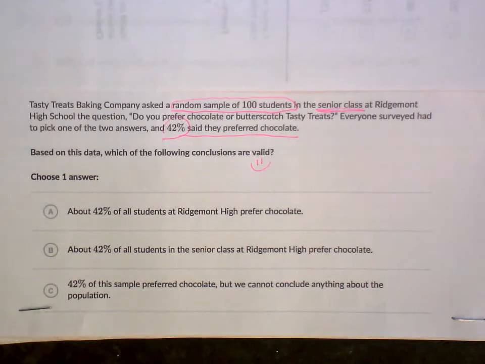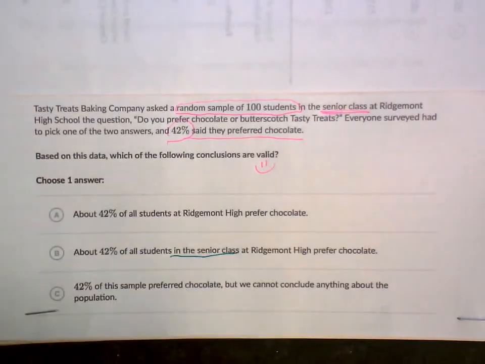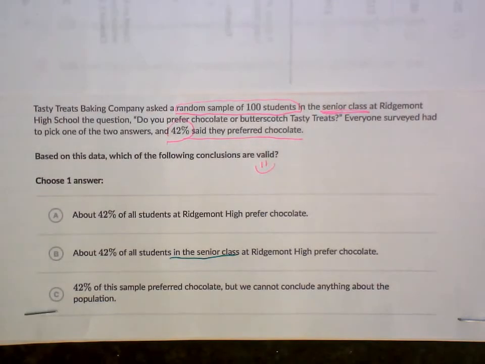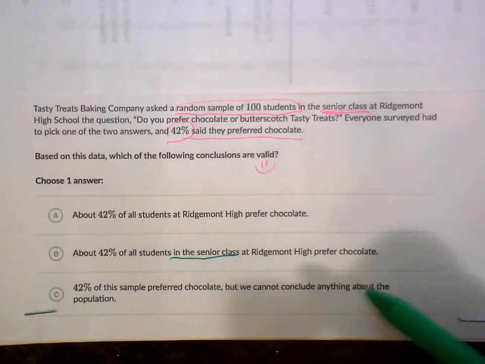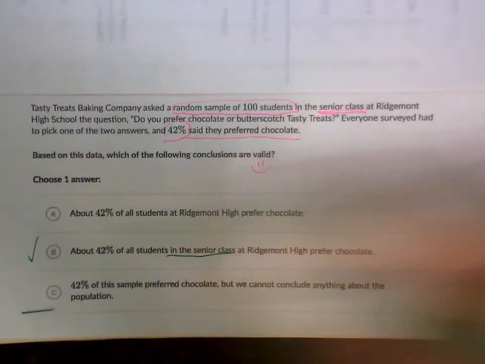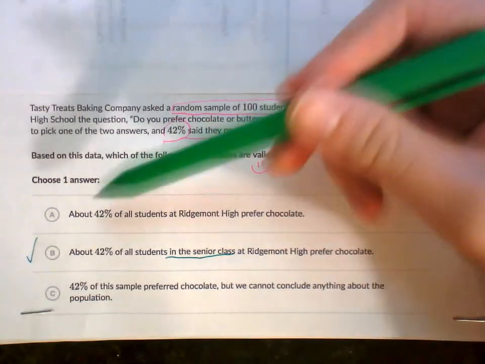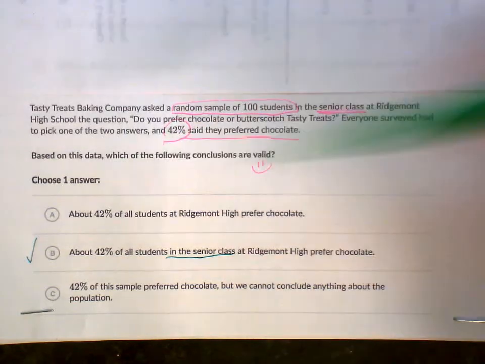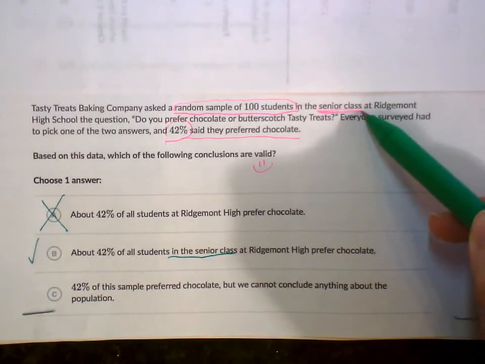Okay, so the only thing B has added is in the senior class. That's important to know. 9th graders might have a different percentage. 10th graders might have different. About 42% of all students in the senior class at Ridgemont High prefer chocolate. Yes, that is true. That's a valid conclusion. But we can't say that for all students in all 4 grade levels. We can only say that for 12th grade because it said senior class.